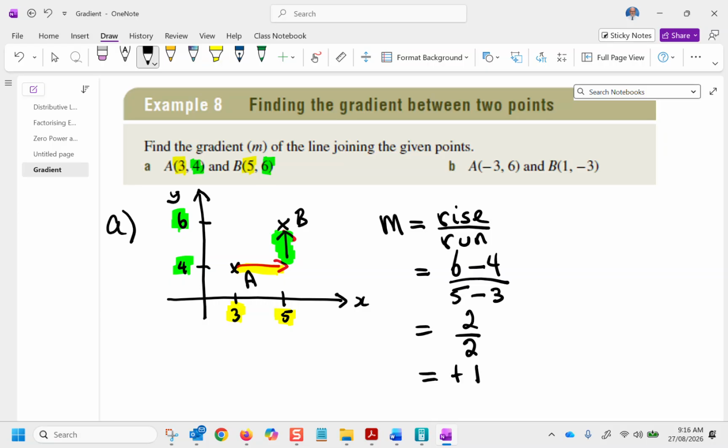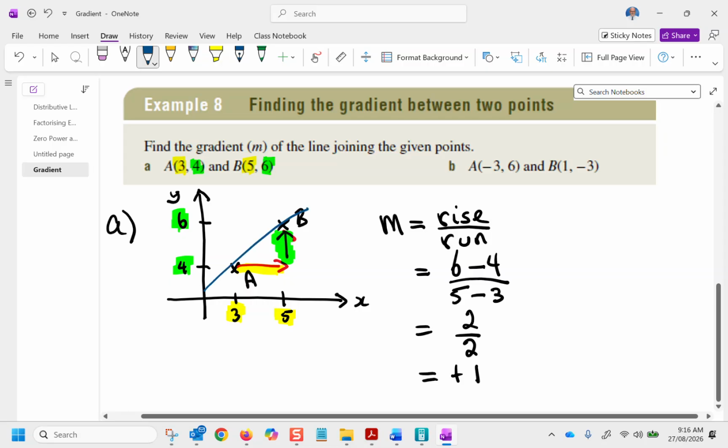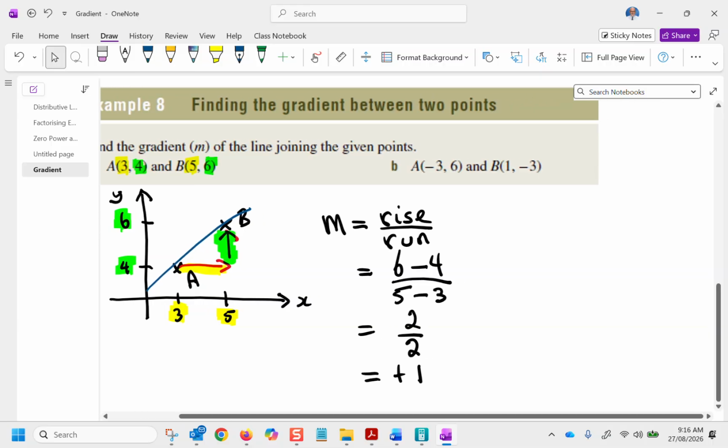Now that makes sense because there is no line joining the points, but I could put a line between the points. Let's have a nice blue line. Hope I can draw this neatly. That blue line joining the points would have a gradient of 1. We can even talk about the gradient between the points even if there's no line there. Now, the next one will be done in a similar way.